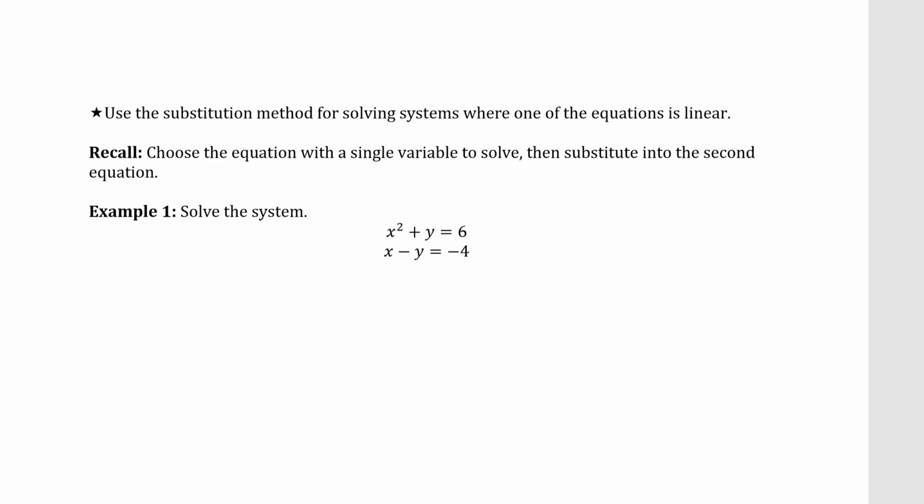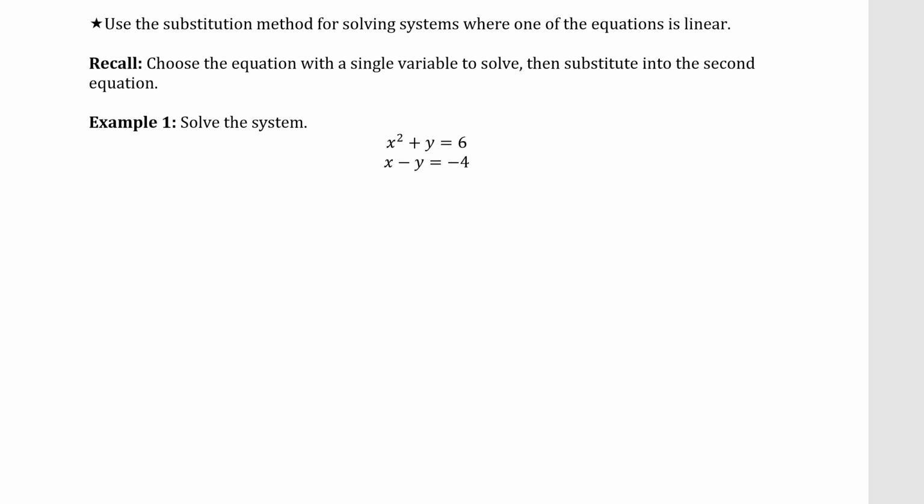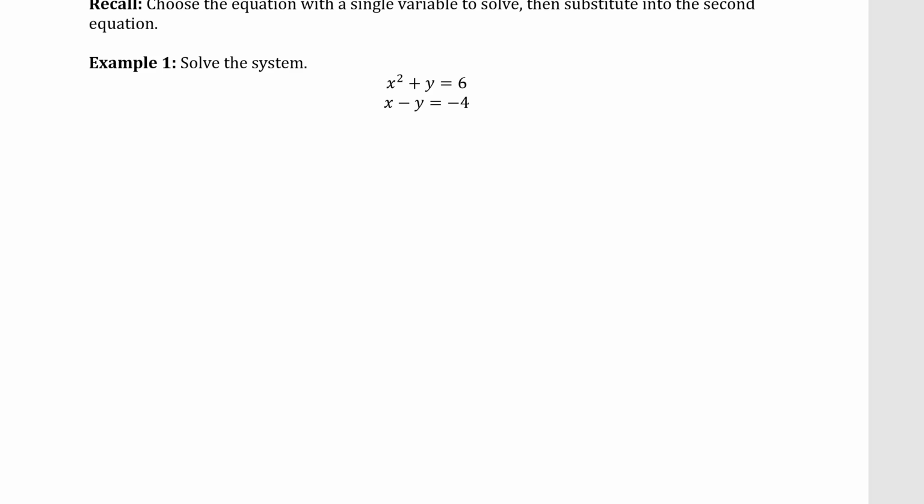We can still use our substitution and addition. Just remember, with substitution, solve the system where one of the equations is linear. So if one of the equations is linear, then we want to use substitution. For example, right here, we have x squared plus y is equal to 6, x minus y is equal to negative 4. So I'm going to solve one of these for either x or y. It doesn't matter which one I solve for. So let's solve this top one for y.